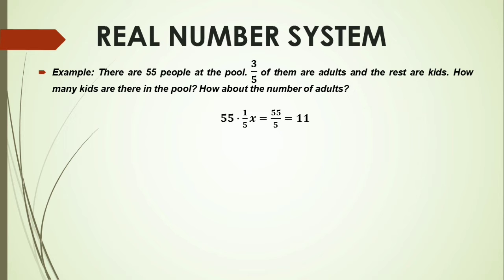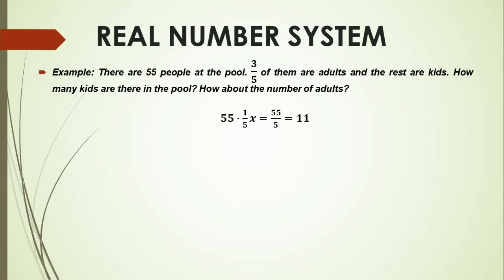55 multiplied by 1 is 55. Now, we have 55 over 5. 55 and 5 are both divisible by 5. So, 55 divided by 5 is 11, and 5 divided by 5 is 1. 11 over 1 is the same as 11 itself.